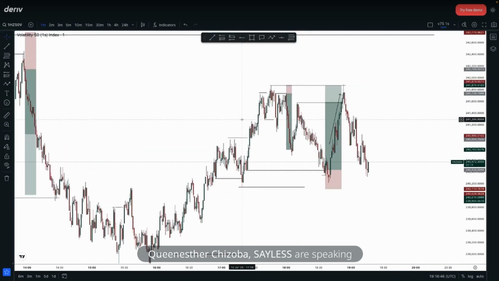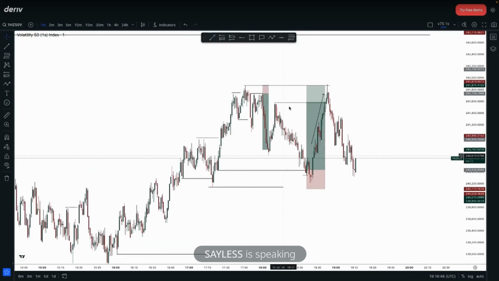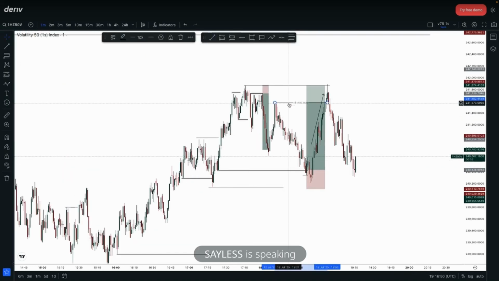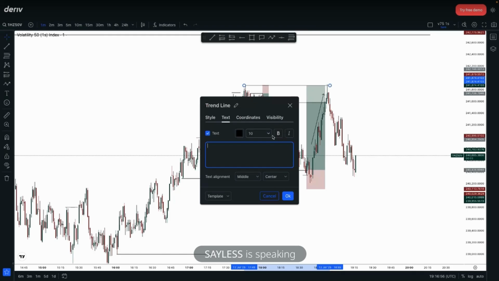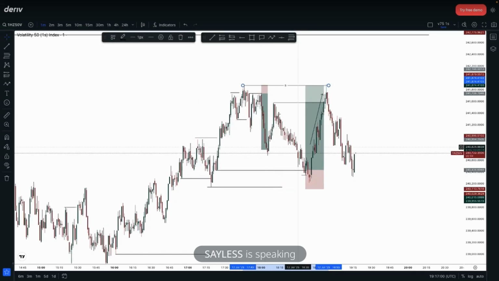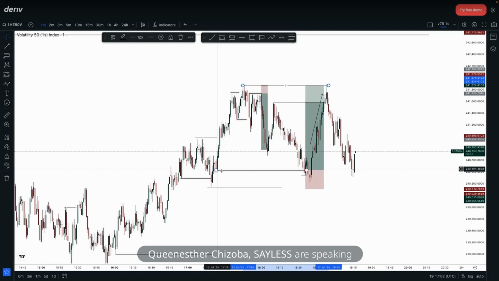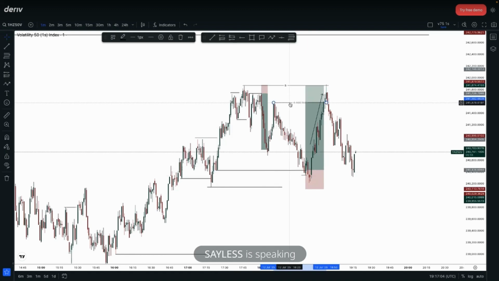No, that's not the break of structure. The break of structure in this case will be this one, like if it breaks above this one. Do you know why? Because all these ones now are market internal.